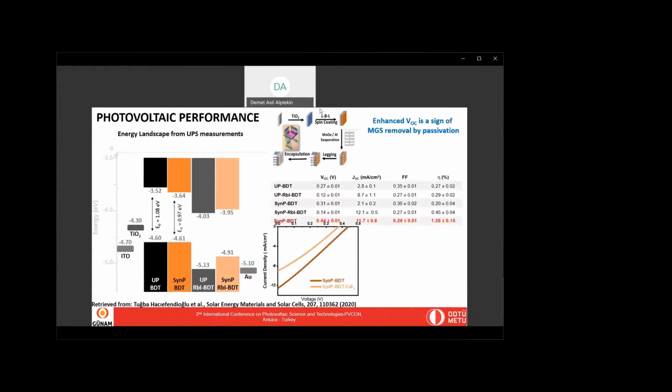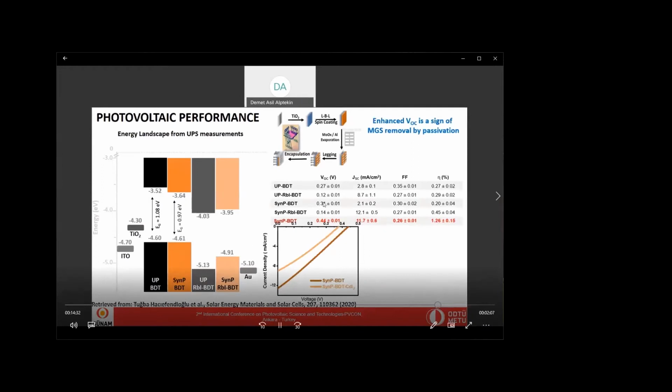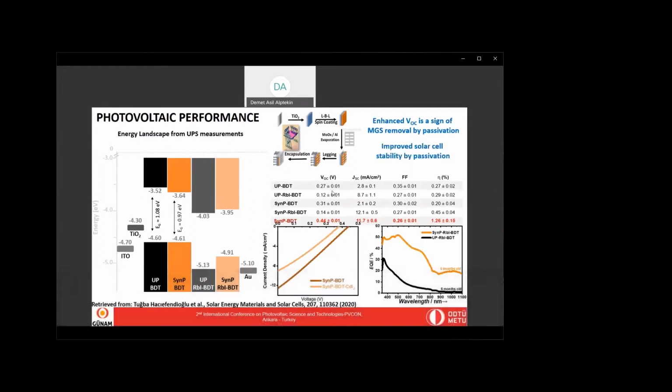And when we fabricate some photovoltaic devices with them, we've seen that when rubidium iodide is applied to unpassivated quantum dots, the open circuit voltage decreases significantly, and this makes sense because the conduction band shifts downward, and we can explain this effect.